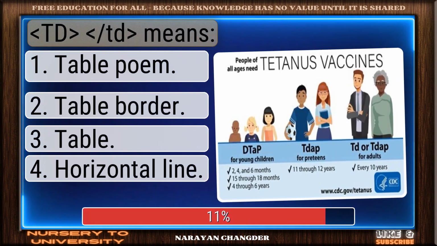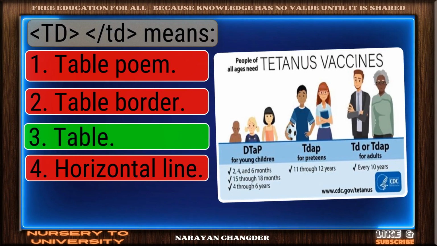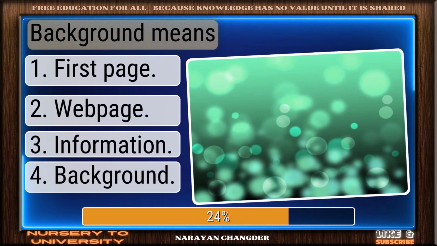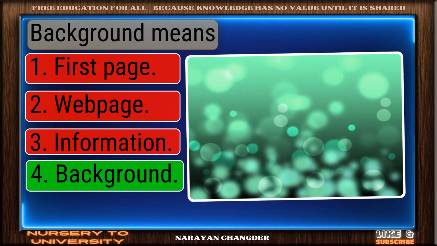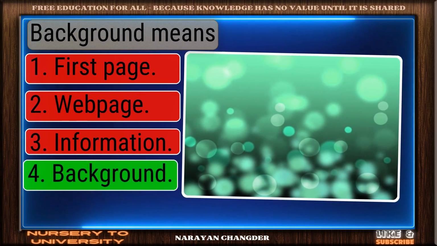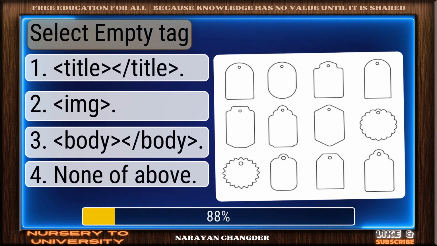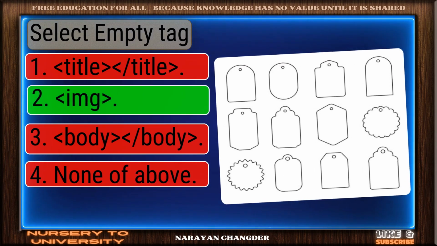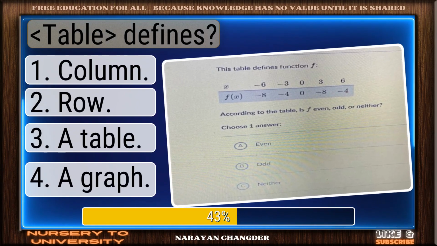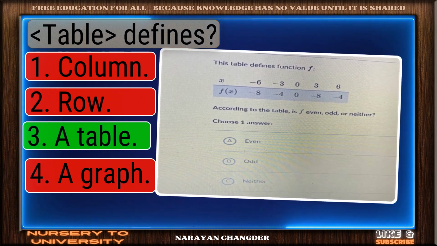STD means. Smart move. Table is an accurate answer. Background means. Good thinking. Background is the right answer. Select empty tag. Excellent choice. Input is the right answer. A table it defines. Excellent. A table is a brilliant choice.